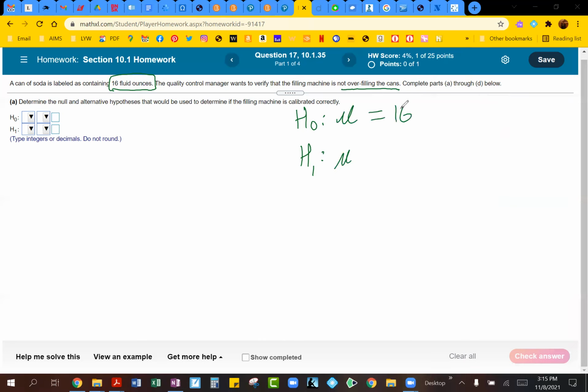Now, the quality control manager is talking about not overfilling the can. So what do you think that should be? Less than, greater than? If it's not equal to, you can just type in not, the word not, with the equal to symbol.